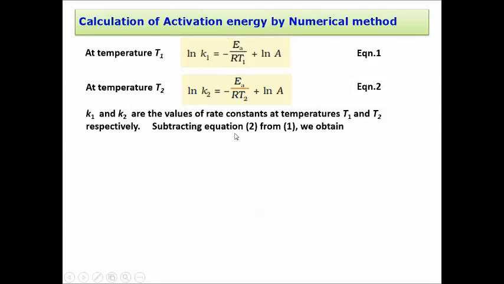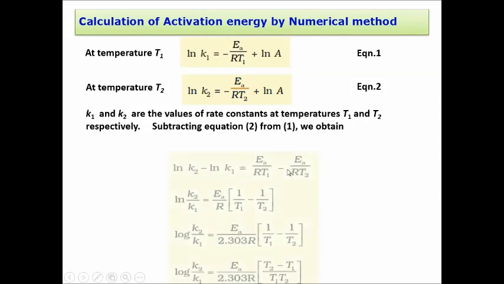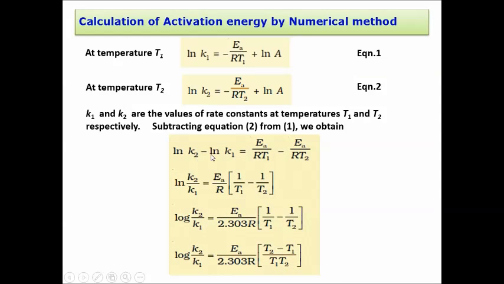If we subtract equation 1 from equation 2, we'll get ln k2 minus ln k1 is equal to Ea by RT1 minus Ea by RT2. So this is just exchanged so that it becomes the form of minus. So ln k2 by k1 can be written as Ea by R, taking these two common, and then inside the bracket we write 1 by T1 minus 1 by T2.